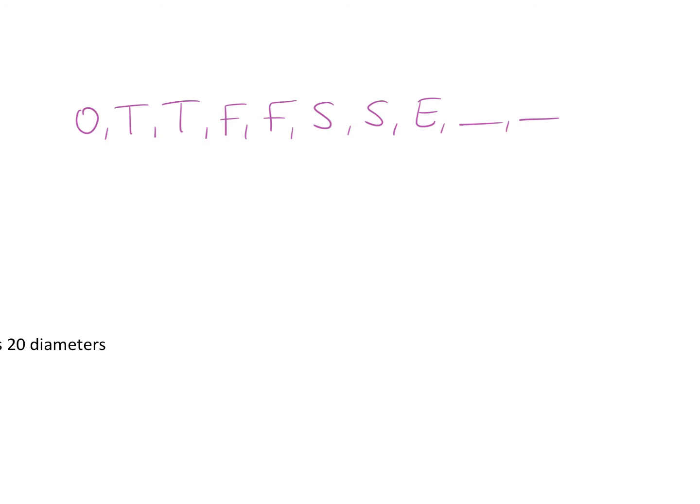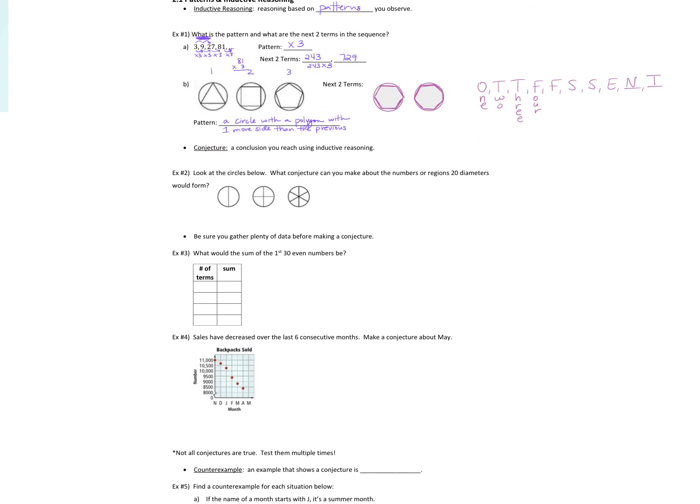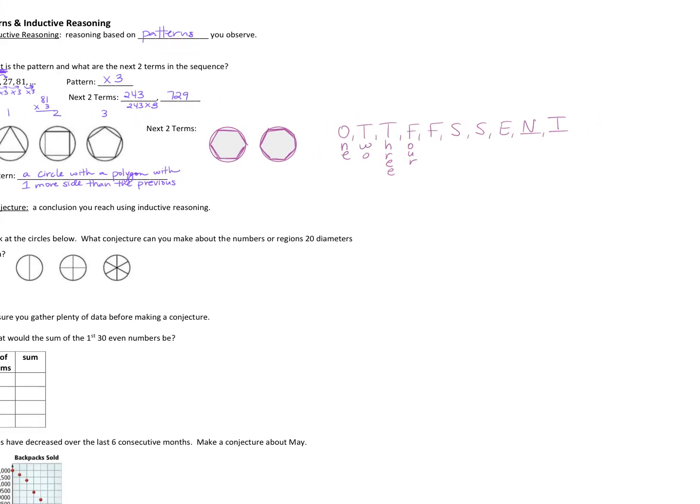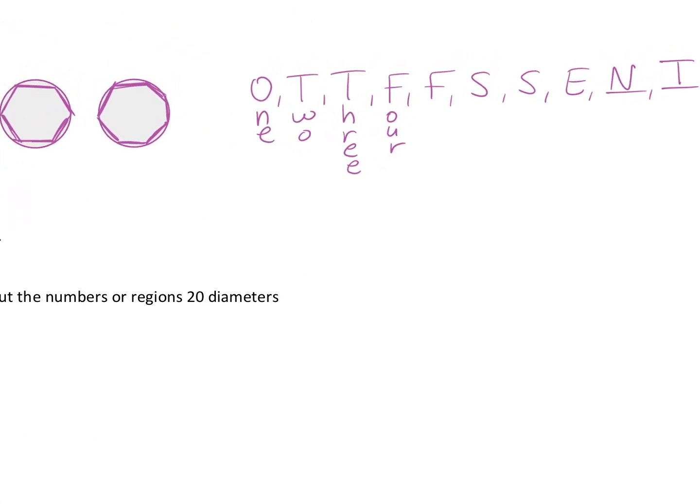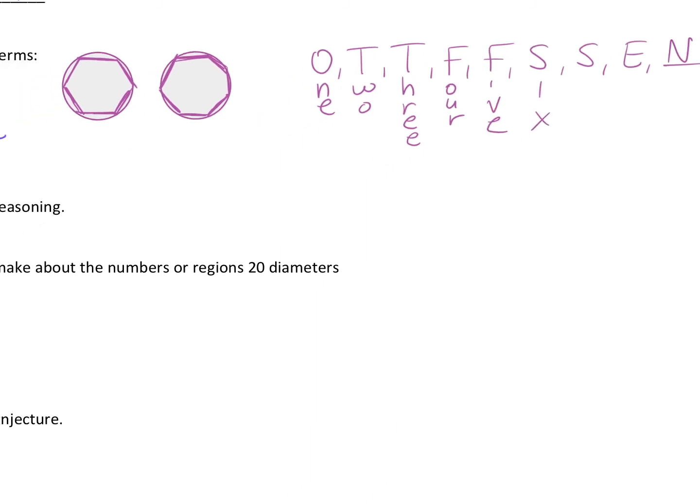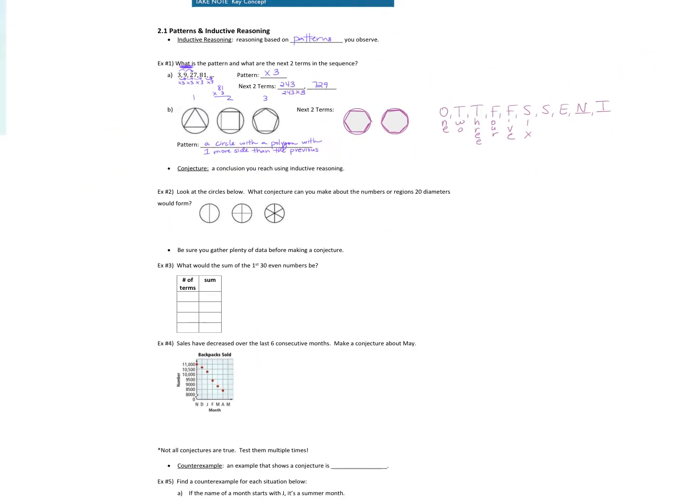1, 2, 3, 4, 5, 6, 7, 8, 9, 10. Isn't that fantastic? I would have never gotten that. N. So the next one is N. And 9. N, T. Good job. Isn't that fun? I love that. It's my favorite problem in all of geometry. 1, 2, 3, 4, 5, 6, and so on and so forth. Okay, that was hated today.